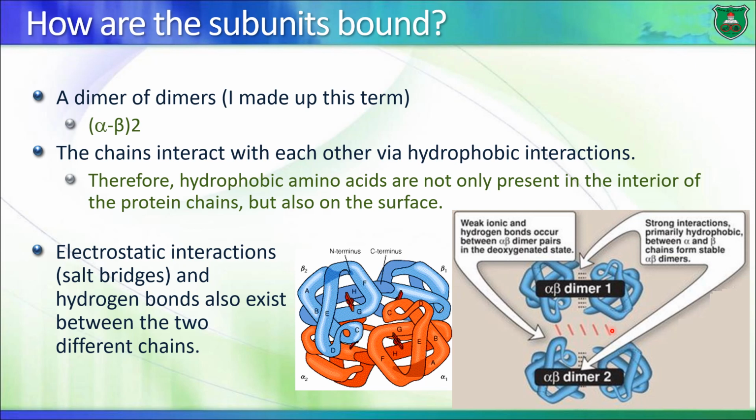Okay? So can you have hydrophobic or non-polar amino acids on the surface of molecules? And the answer is yes, you can have them, and usually they have a purpose, and the purpose in this case is to have these chains, polypeptide chains, interact with each other.